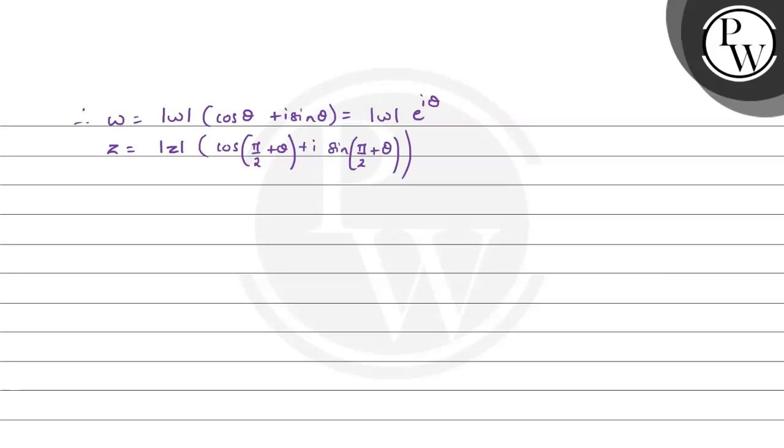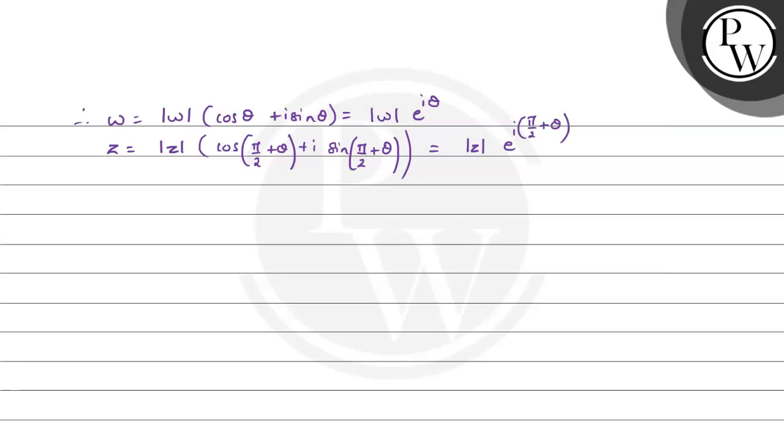Therefore w can be written as modulus of w times cos theta plus I times sin theta, which can be written as modulus of w times e raised to I theta. Further we have z as modulus of z times cos of pi by 2 plus theta plus I times sin of pi by 2 plus theta, and that is equal to mod z times e raised to I times pi by 2 plus theta.